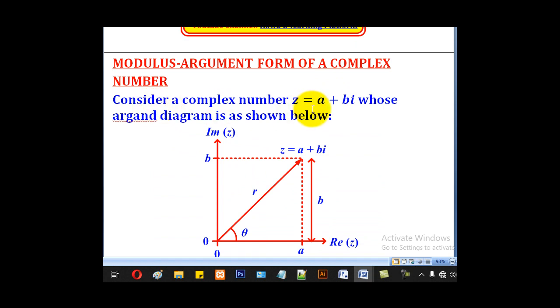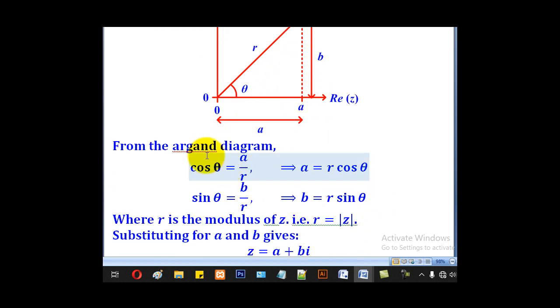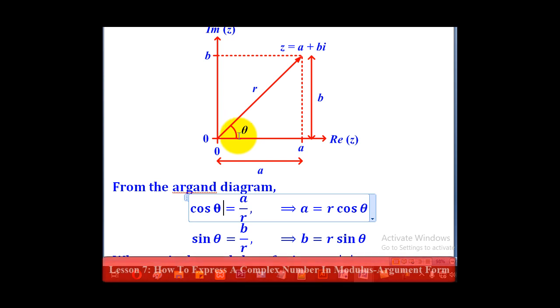So consider a complex number a plus bi whose Argand diagram is as shown below. In the previous lesson you learned how to draw an Argand diagram. For this complex number, the real part is a and the imaginary part is b. From the Argand diagram, remember this is a right-angled triangle, so we know that cos theta is adjacent over hypotenuse, which is a over r.